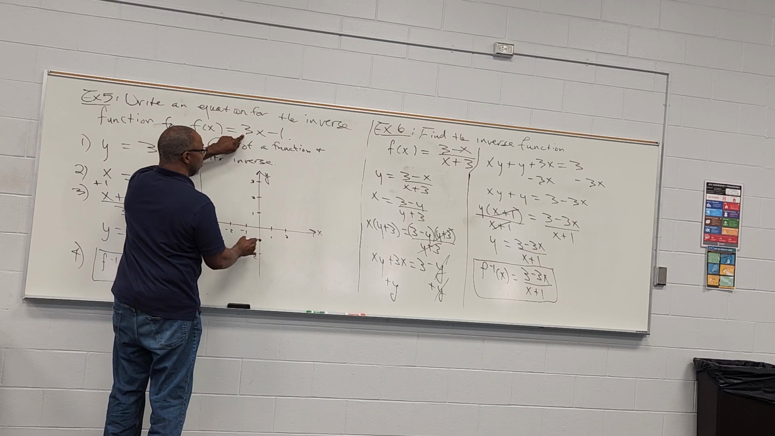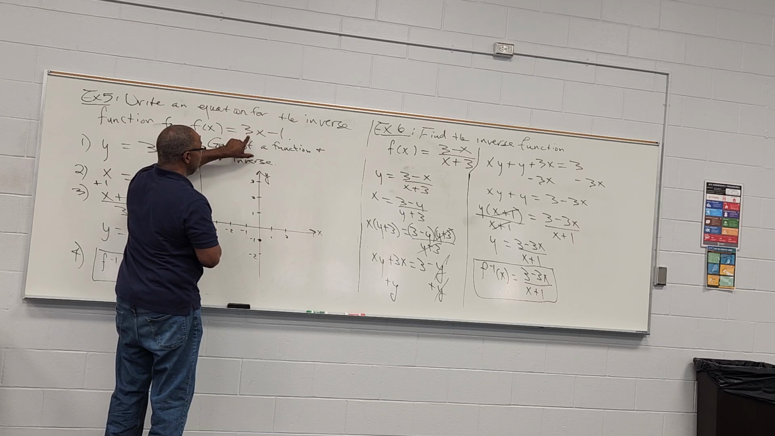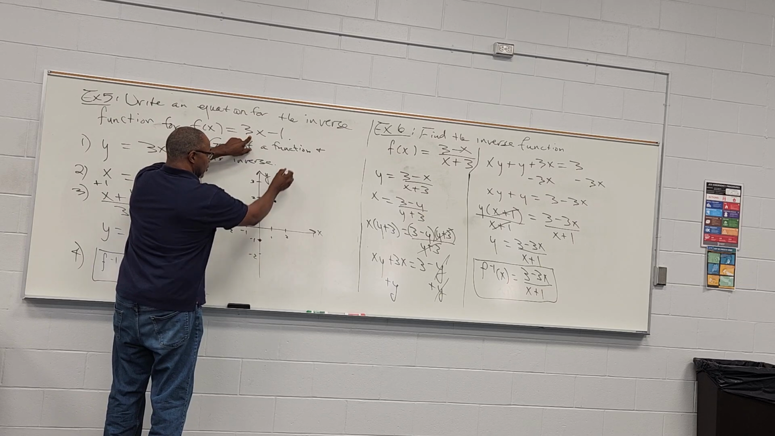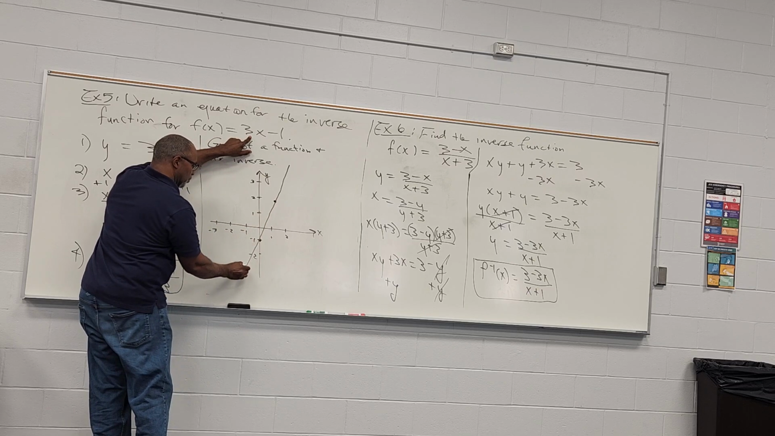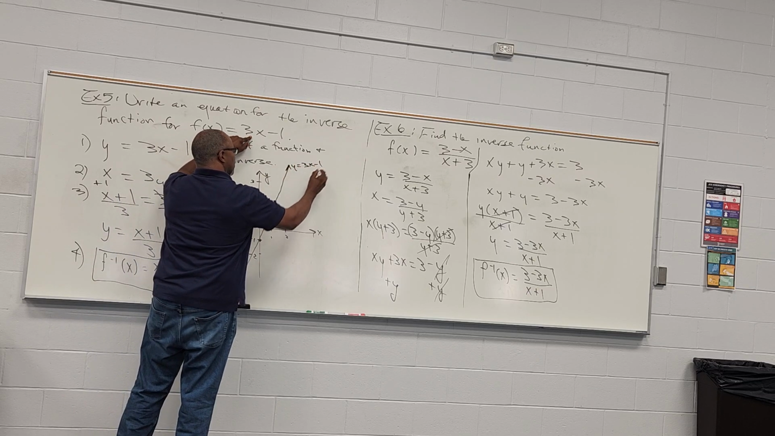When x is 0, this goes away. Y is negative 1. So 0, negative 1. Now I'm going to use the slope, mx plus b, right? The slope is 3, so I go up 3 over 1. So this line looks just like this. This is y equals 3x minus 1.